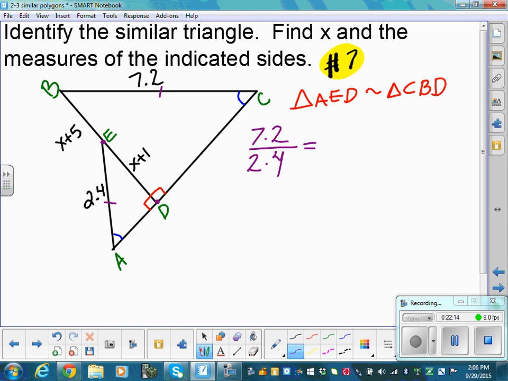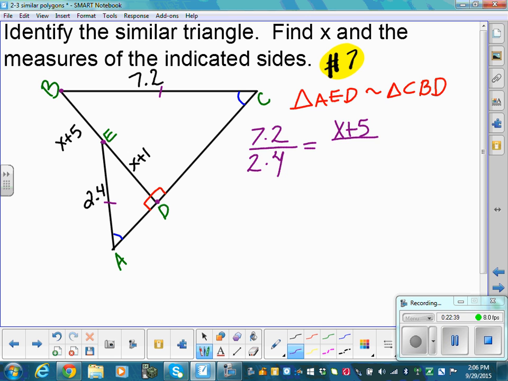From here to here is x plus 1. And then the whole amount is x plus 5. From here clear down to here is x plus 5. Okay? So that picture's hard to draw. So pay attention. We went from big to small, right? So we need to stay with that. What's our big side here? X plus 5. So we'll have x plus 5.